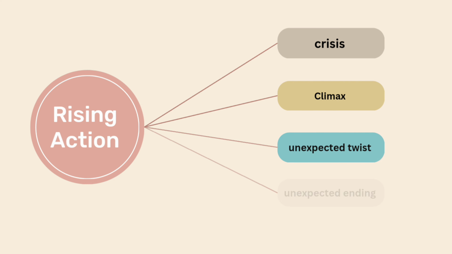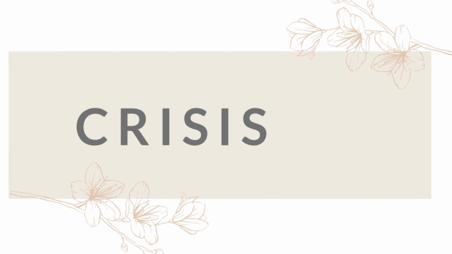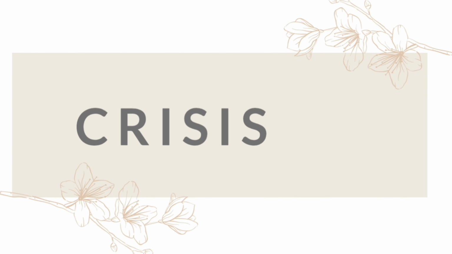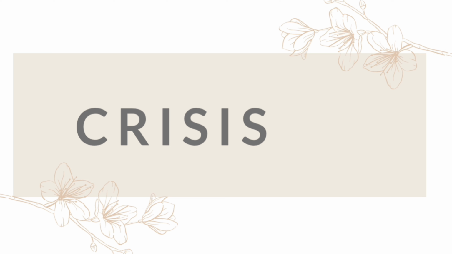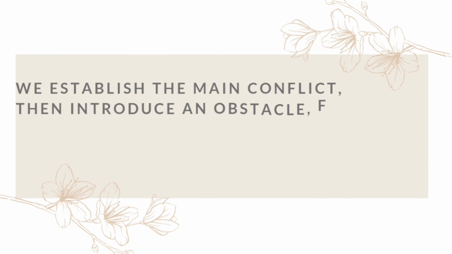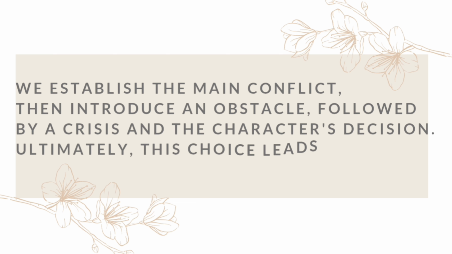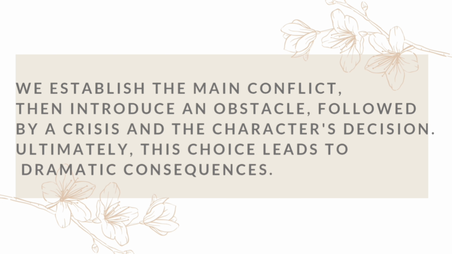The rising action, which takes place in the second act of a short film, consists of 4 key elements: crisis, climax, unexpected twist, and unexpected ending. Now, let's focus on the first part. Crisis. The crisis must be significant enough to drive the story toward the climax, which in a short film happens unexpectedly. First, we establish the main conflict, then introduce an obstacle, followed by the crisis and the character's decision. Ultimately, this choice leads to dramatic consequences.